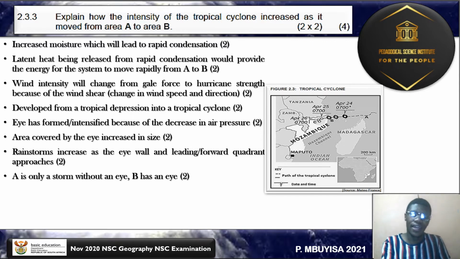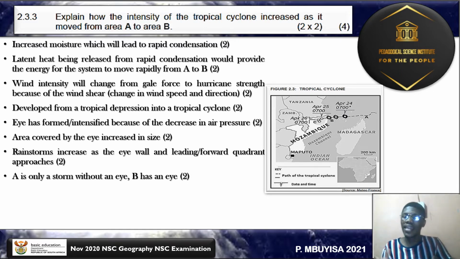And we have a rainstorm increasing at the eye wall, leading to the forward quadrant approaching. So A is only a storm without an eye, while B has an eye. And remember, we say that at A, the region covered by the eye extends.